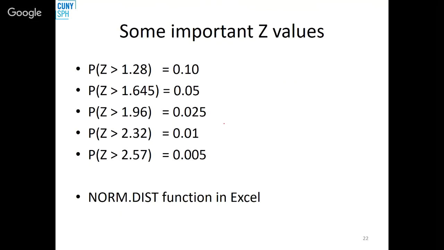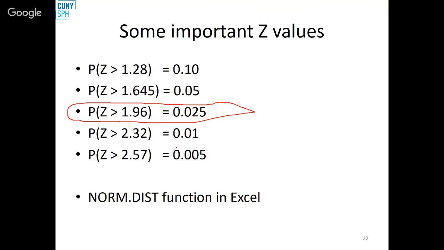These are just here for your convenience. A few important z values. Out of these, one of them is far more important to you than the other 4, and that is this one. This is one that you should know well by the end of this course: that the probability of z being greater than 1.96 is 0.025.